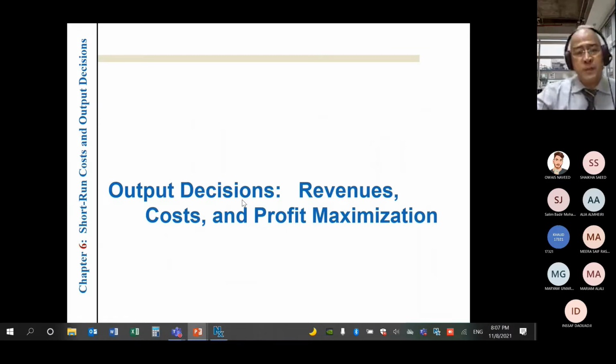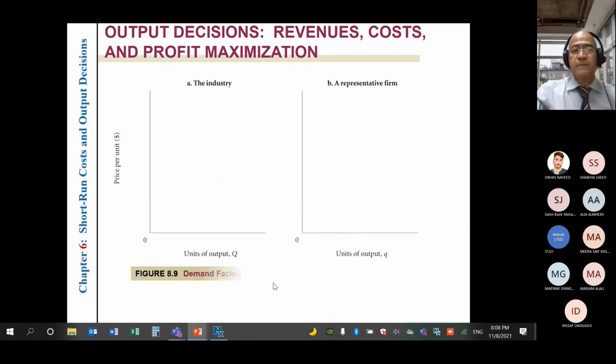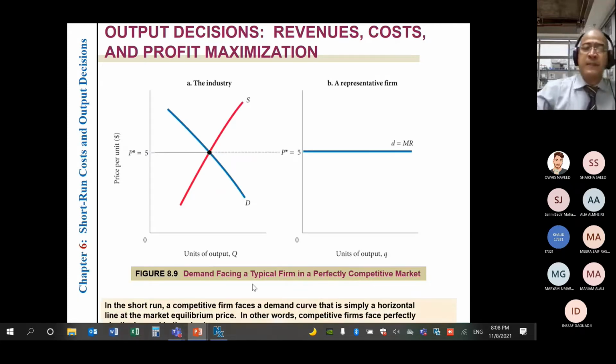So, output decisions. We will consider total revenue and total cost, or we will review marginal revenue and marginal cost in order to determine the profit maximizing level of output, or the optimal level, or the best level of output which can maximize profit. There is nothing new in this slide because I explained it in chapter 5. Panel A is from chapter 3, demand, supply, and market equilibrium. The intersection between market demand and market supply determines the equilibrium point. From the equilibrium point, the price per kilo of tomatoes is 5 dirhams.